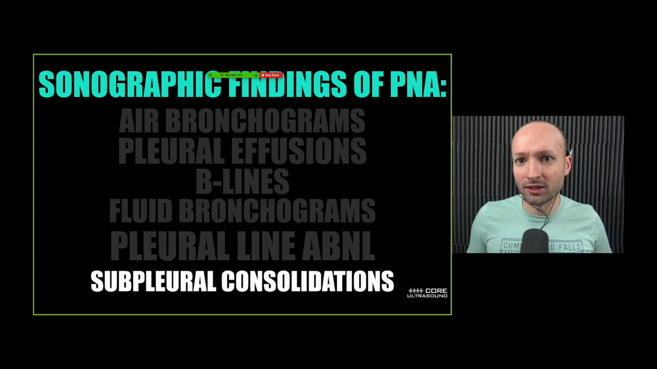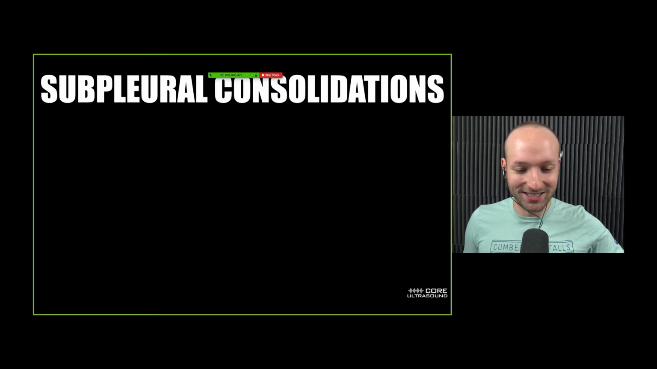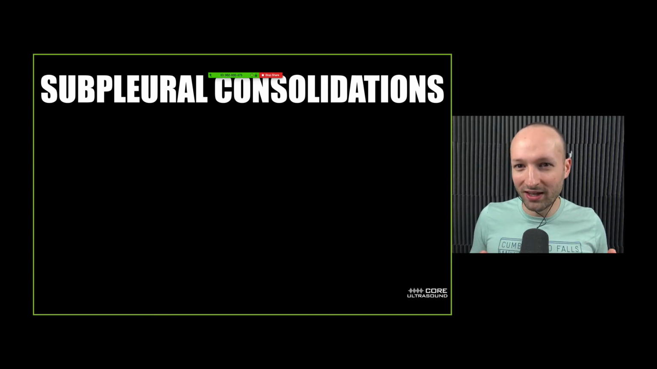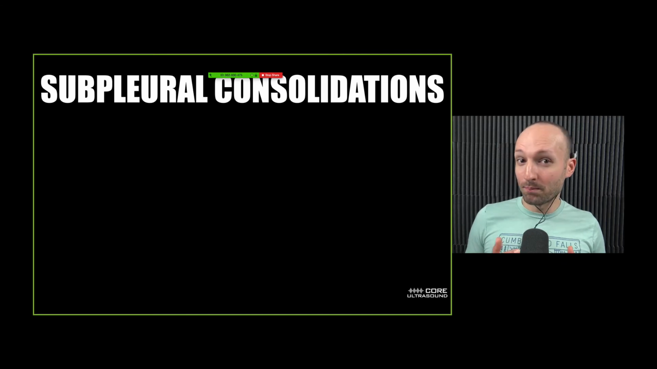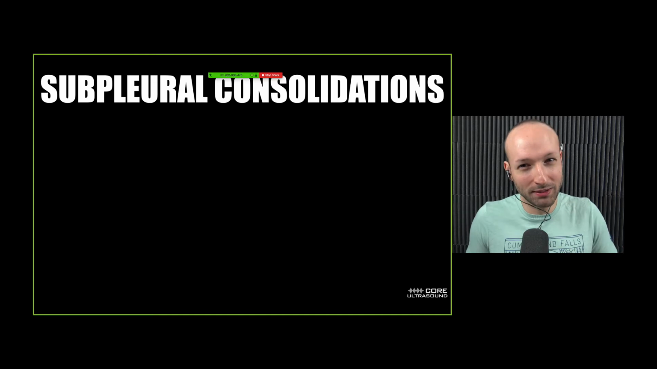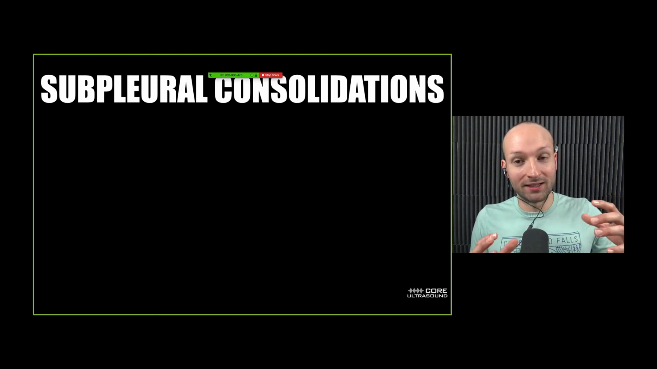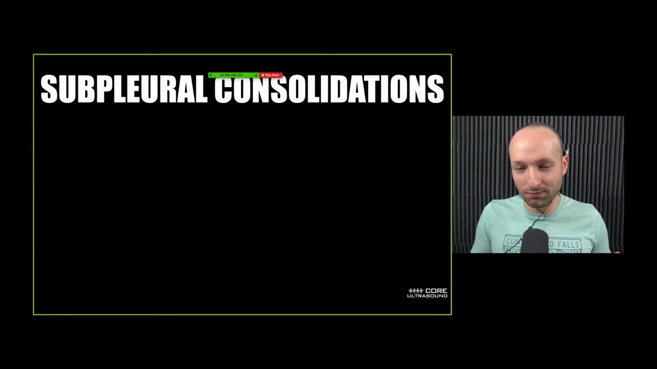All right, let's talk about subpleural consolidations next. Now, subpleural consolidations is, to be honest, kind of a misnomer. It's not a great way to describe it, but it's just the way they have been described, and that's how we do it. The reason is that technically anything you can see with lung ultrasound as far as pathology is subpleural. Like, B-lines are subpleural. A big lobar consolidation is subpleural. Everything that you can see is subpleural. So it's kind of strange.